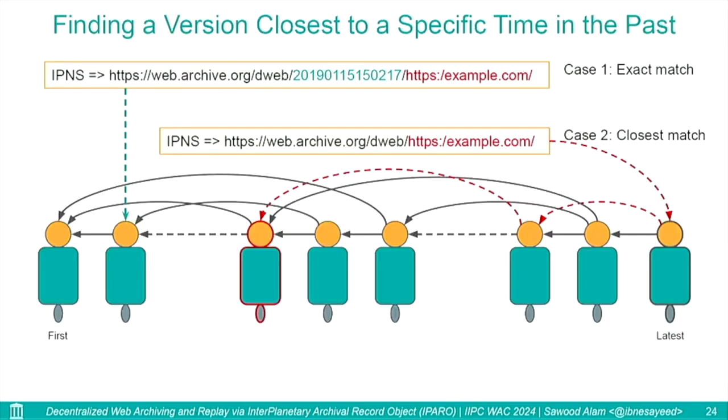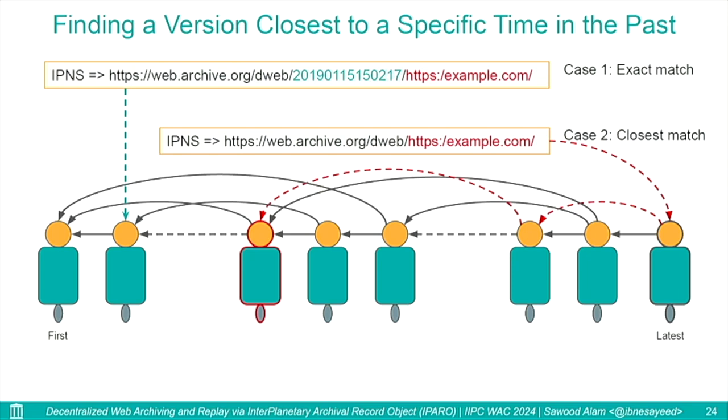It comes with multiple benefits. For example, if someone is trying to resolve a specific version, and if they know the date time, they can go directly, and so no lookup is required. There'll be an IPNS entry that will point to the exact record, right?